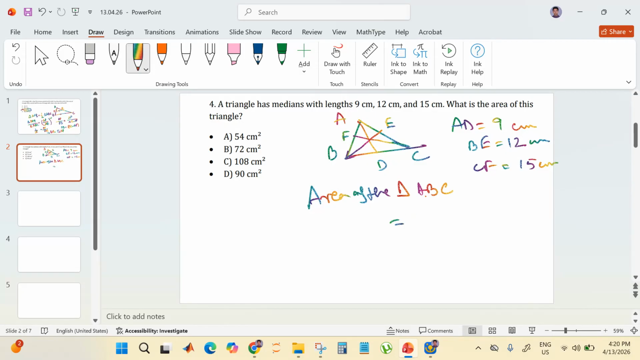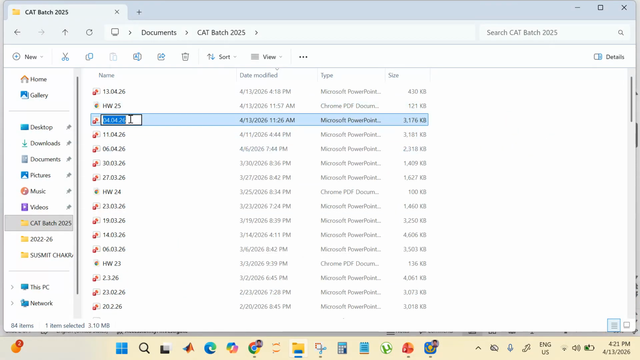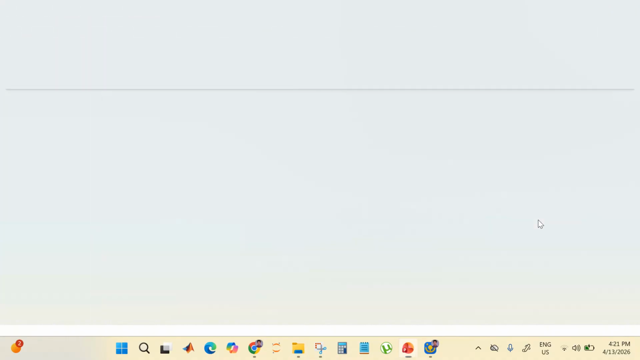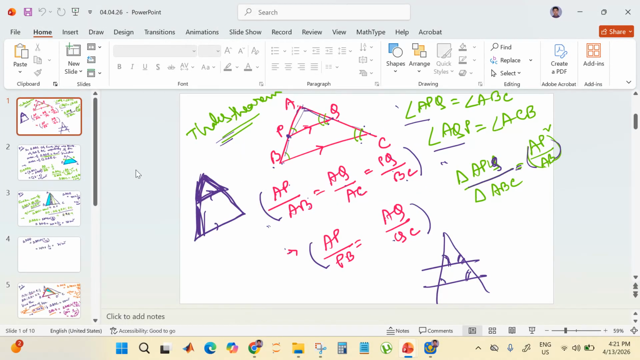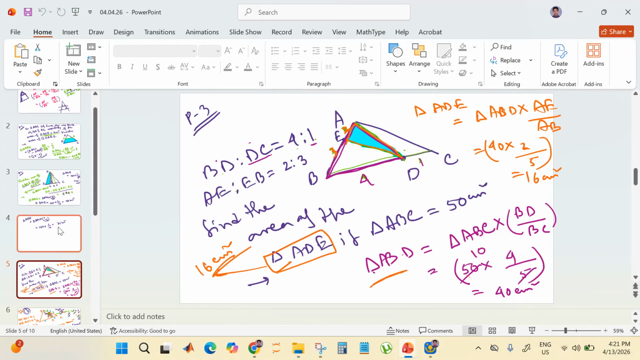You can find it using what? Remember one important formula. Let me recall it. If I move to the classwork question for the fourth, yes, you can find one important theory.